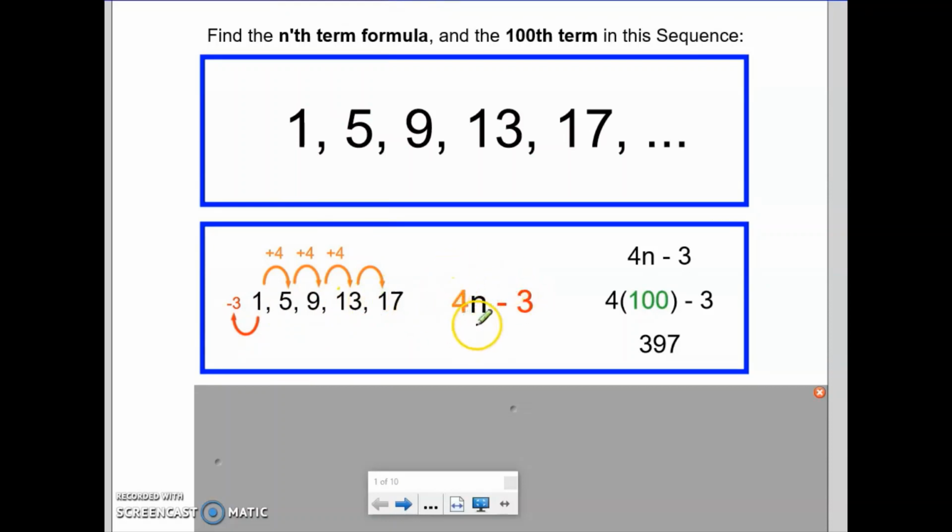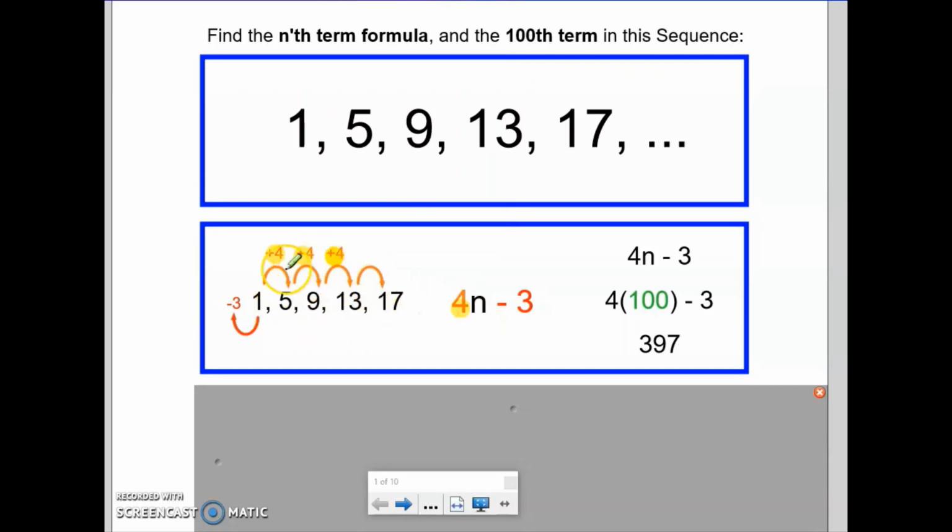In order to find the nth term formula, a little bit of algebra, the first thing I'm going to do is work out what my sequence is going up or down in. So my sequence is going up in 4, up in 4, up in 4, and so on. Because my sequence is increasing by 4, I put a 4 in front of the letter n. N is going to be my variable which stands for the term that I'm trying to find.